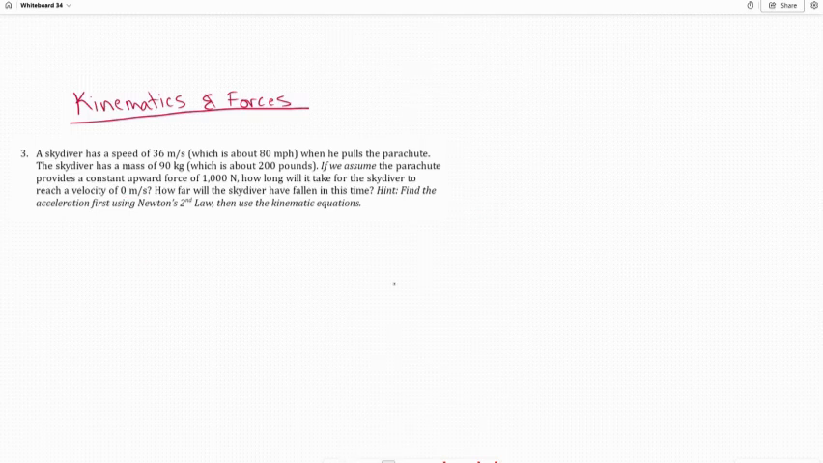So in just reading through this, a skydiver has a speed of 36 meters per second. We're just going to ignore this mile per hour stuff. It really is irrelevant. When he pulls the parachute, the skydiver has a mass of 90 kilograms, which is about 200 pounds. Don't really care. If we assume the parachute provides a constant upward force of 1,000 newtons, how long will it take for the skydiver to reach a velocity of 0 meters per second? How far will the skydiver have fallen in this time?